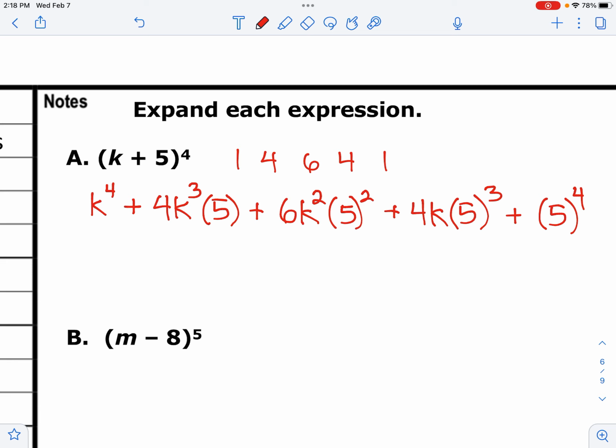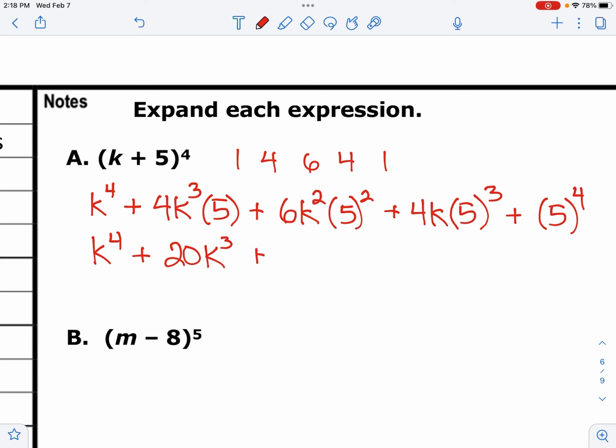And now all we have to do is simplify. So k to the fourth, I'm just going to do some multiplication, keeping in mind PEMDAS. So this first term, k to the fourth, is just going to come down. Now, the next term, I can't do anything with k to the third, but I can multiply 4 times 5. That is 20. So this would be 20k to the third.